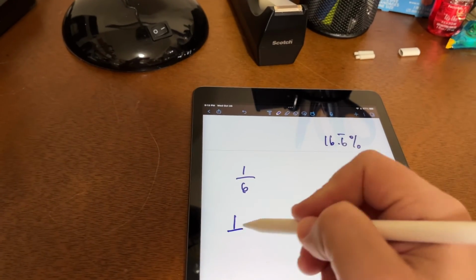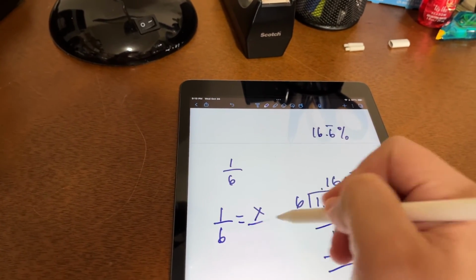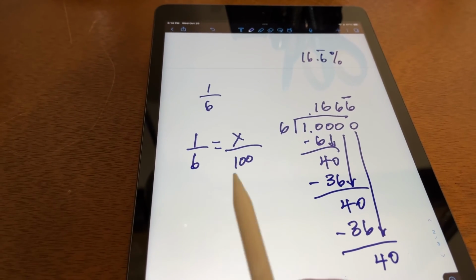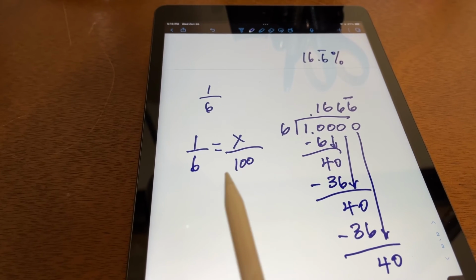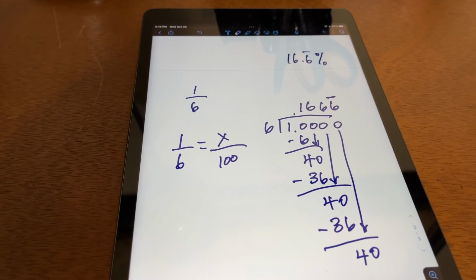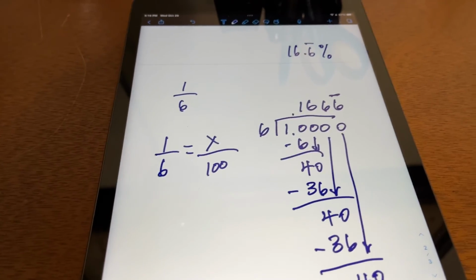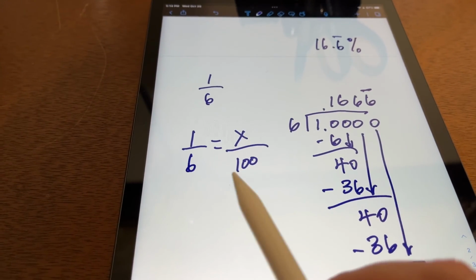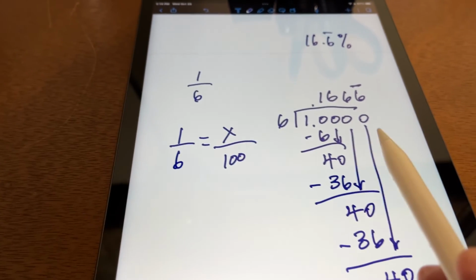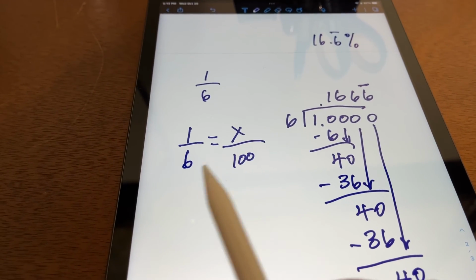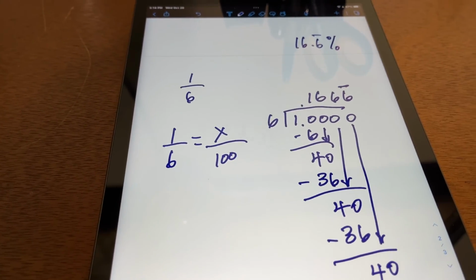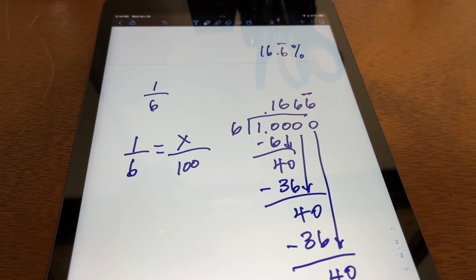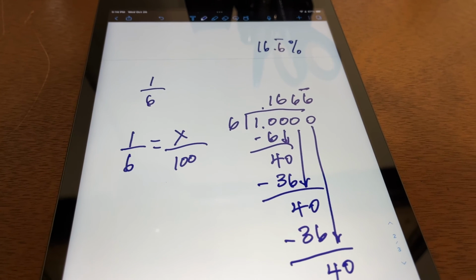So the reason I didn't do it like this is I can't get 6 to go into 100 evenly there. So I would end up wanting to use a calculator or wanting to divide anyway, either dividing by hand or using a calculator. So I might as well just divide this to begin with like this instead of doing this, because 6 won't go into 100 evenly. So that's how to convert a fraction to a decimal and how to convert a fraction to a percent.